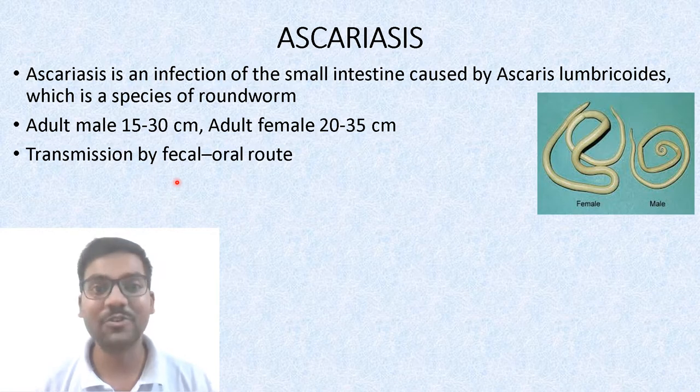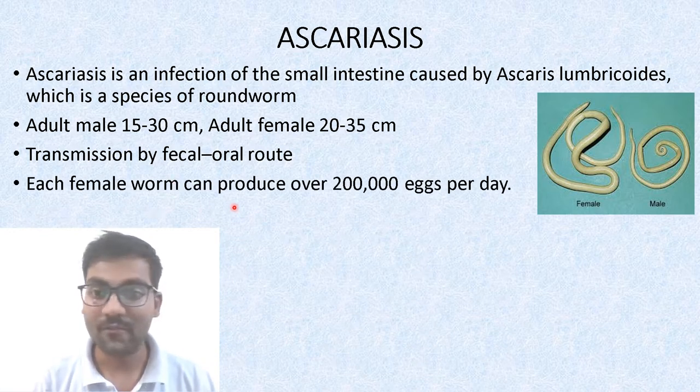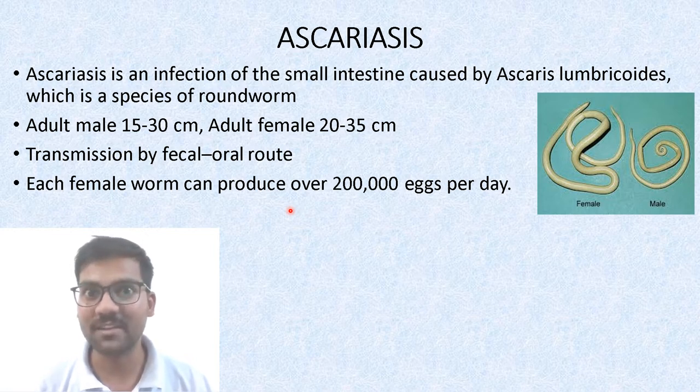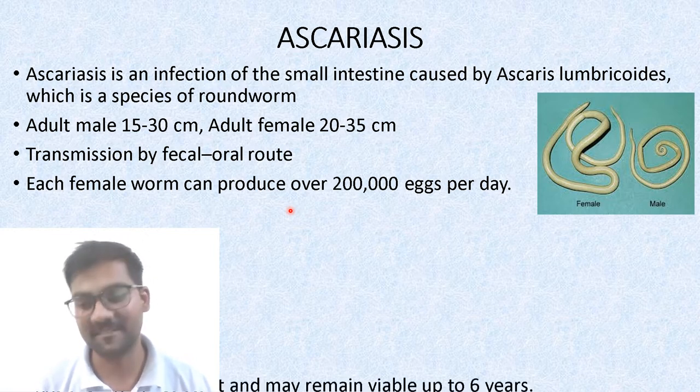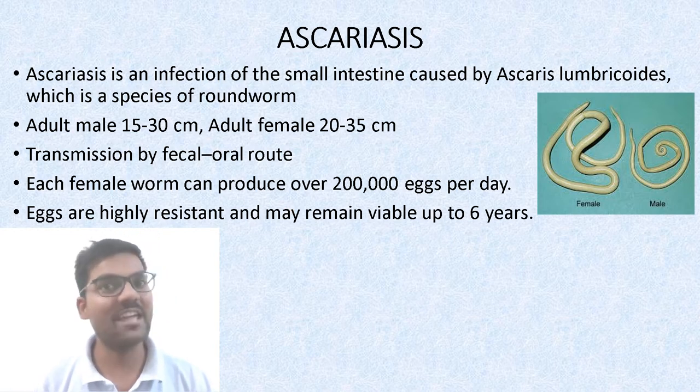Transmission is by the fecal-oral route. How transmission is going on, we will discuss in the next slide. Each female worm will give 2 lakh eggs per day. Imagine the numbers, 2 lakh eggs per day. Eggs are highly resistant and viable up to 6 years of life.